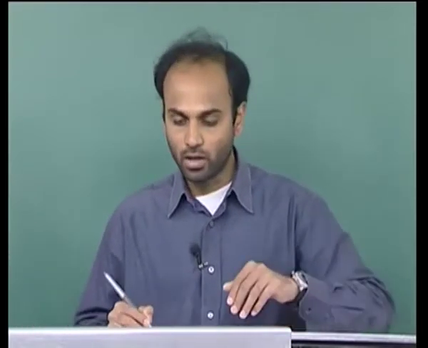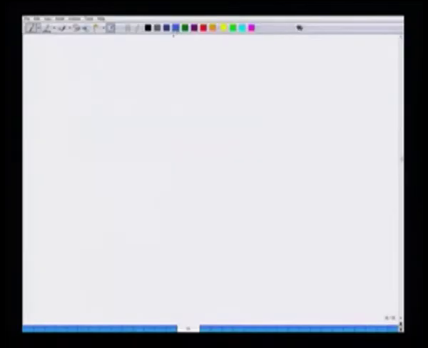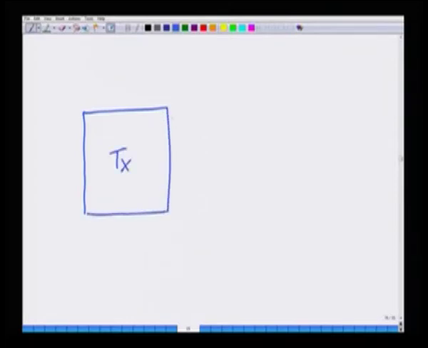So, let me describe it schematically. Let me draw a simple schematic diagram of that. I have a transmitter block, and previously I had one antenna. Now I have multiple antennas. Similarly, I have a receiver block.